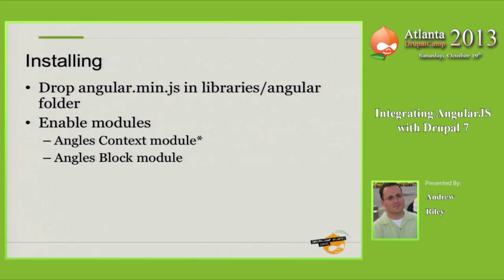So to install Angular, it uses the libraries module. In your libraries directory, create a subdirectory called Angular and drop in your angular.min.js. Very soon, it will actually handle both the minimized version of Angular and the full version, so depending on your debugging state, it will run with either.